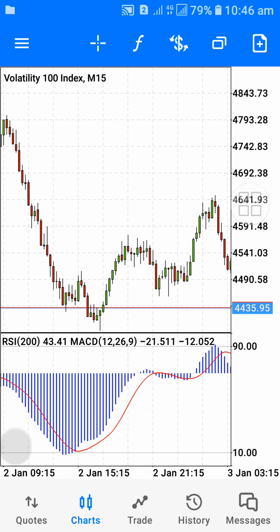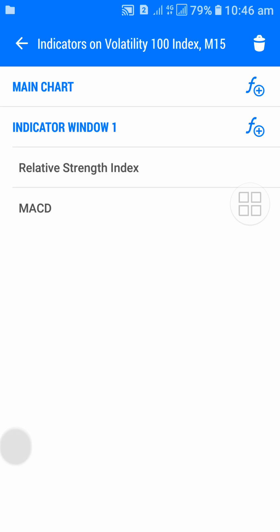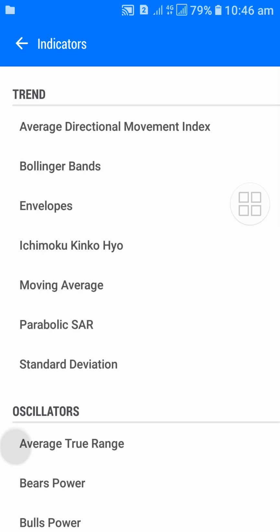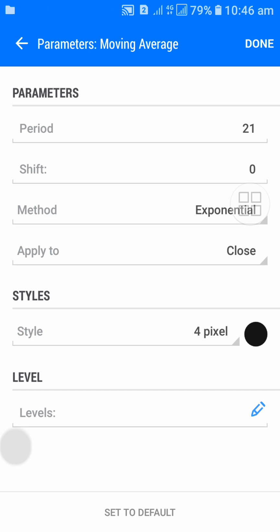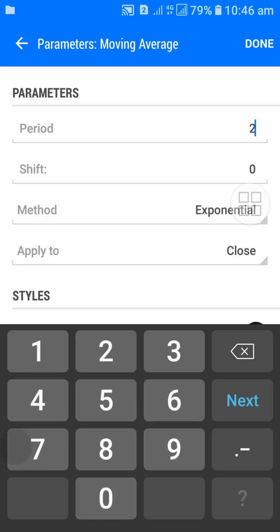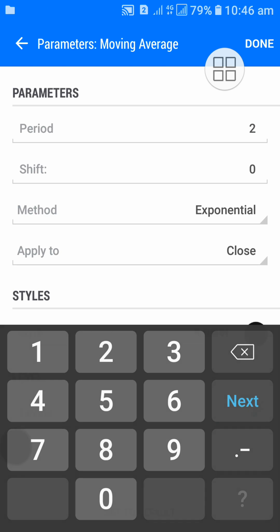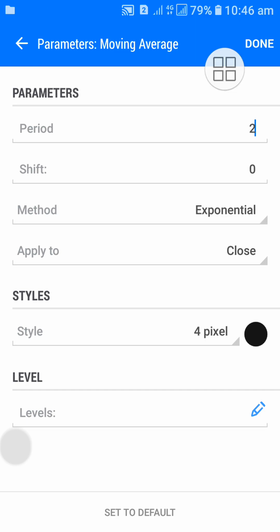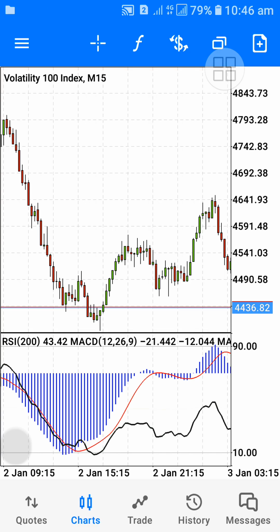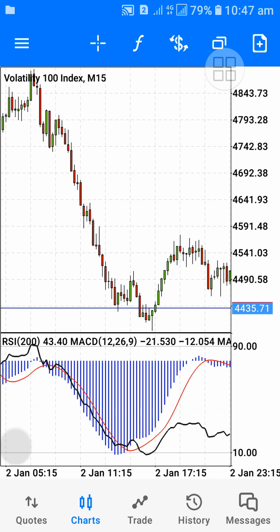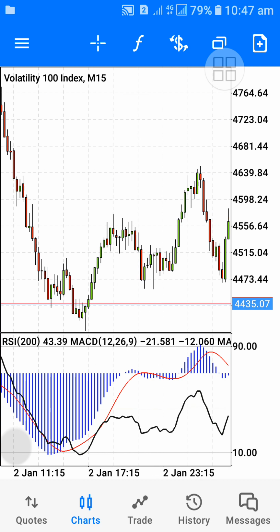So the next indicator I'm adding now is the moving average, which is here. So the period should be 2 and shift 0. And method should be exponential, and apply to close, and for styles, I'm using the color black. So you can use any color of your choice here. I'm using page 4 because I want my line to be more visible. All right, so I'm done with this look now. So what is now left is knowing when to buy and when to sell.